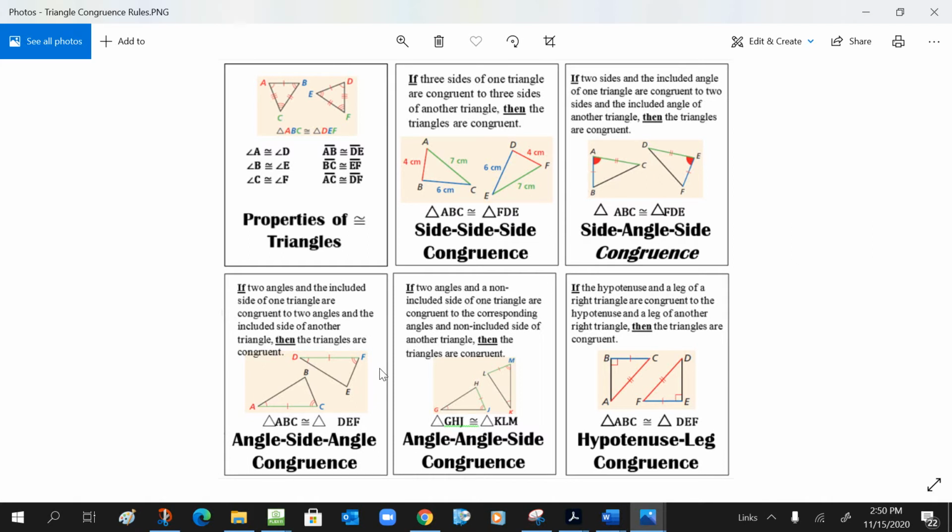The hypotenuse is the longest side of any right triangle. It's always across from the right angle, and then you'd have to have one of the other sides of each triangle marked to meet the criteria for hypotenuse-leg congruence.